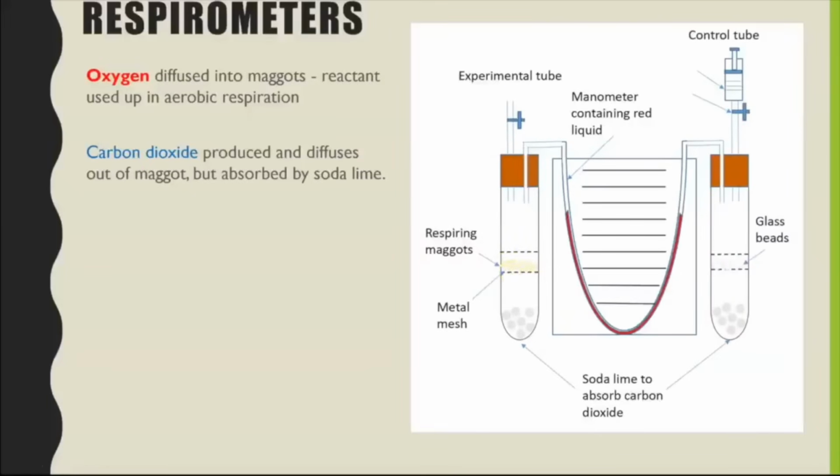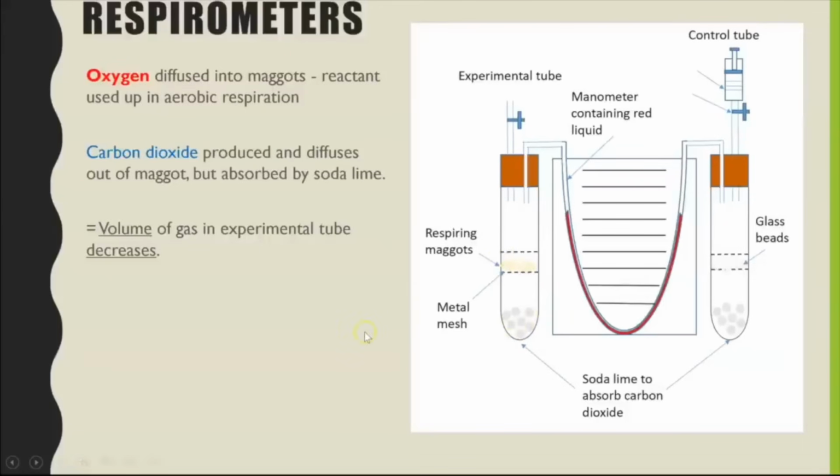The maggots will also be producing an equal amount of carbon dioxide as they respire, but that carbon dioxide is going to be absorbed straight into the soda lime. So the effect that we'll see is the volume of gas inside of the experimental tube will decrease because the oxygen is moving into the maggots. The carbon dioxide that is produced is absorbed straight away out of the local atmosphere in that tube into the soda lime.